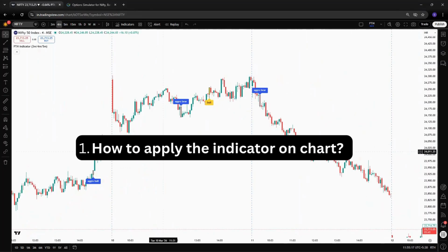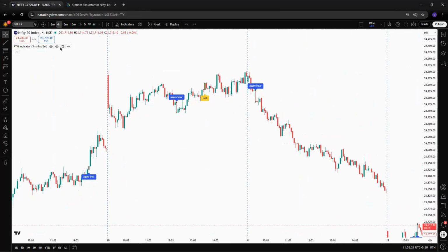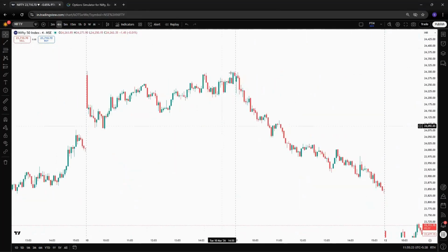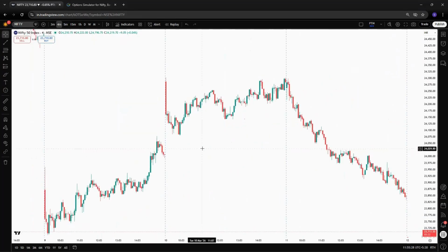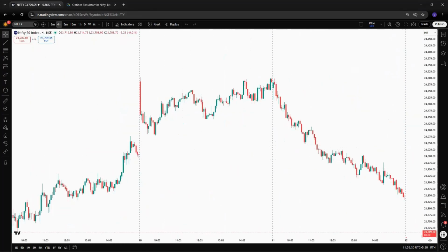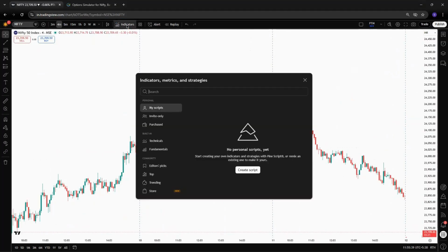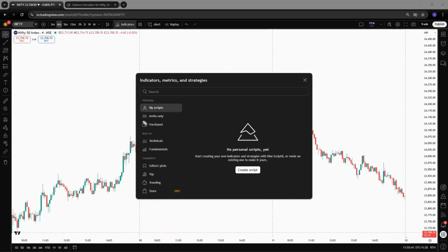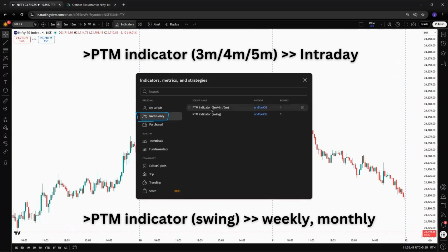Now, first thing, how do we apply the indicator to your charts? I'll remove this indicator first, and we have a blank screen. All these lines are nothing but your end of day lines. Once you get access to the indicator, go to the indicators tab. Here I have highlighted it for you. Then click on invite only scripts. Click on the script. You will see that there are two scripts here.